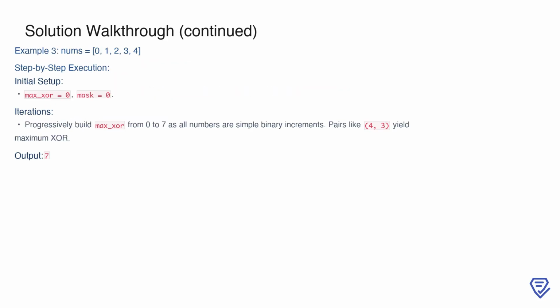In the third example, the array of numbers is 0, 1, 2, 3, 4, which consists of simple binary increments. The approach remains the same. We initialize max_XOR to 0 and progressively refine it as we iterate through the bits from most significant to least significant. Since these numbers are sequential, the prefixes evolve in a straightforward way, and we find that the maximum XOR value is achieved by pairs like 4, 3. This pair produces an XOR of 7, which is the highest possible for this array. Thus, the final output for this example is 7.